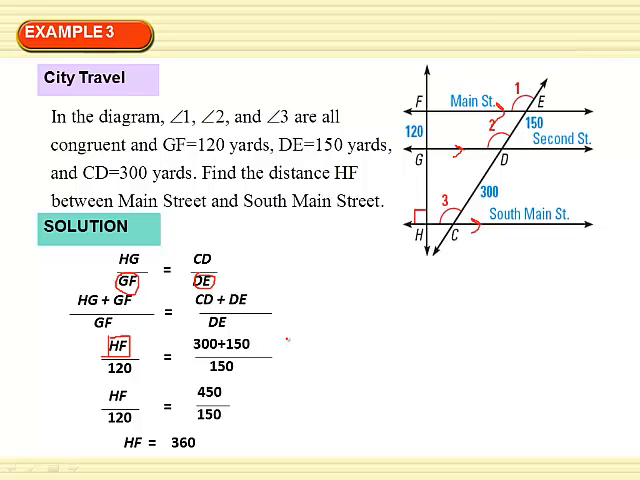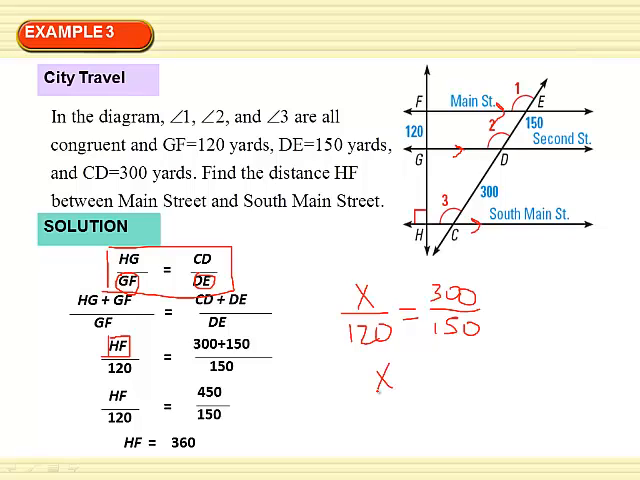Now, if that made absolutely no sense to you, because I did go through that kind of quickly, just use this one if it makes sense to you, because that's straight from the theorem. Just plug in the values. HG, we don't know, is x. GF is 120 length. CD is 300. And then we know that DE's length is 150. When you cross multiply and solve, you will actually get 240. So x is equal to 240.